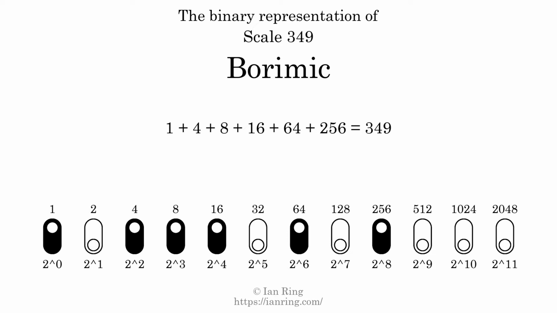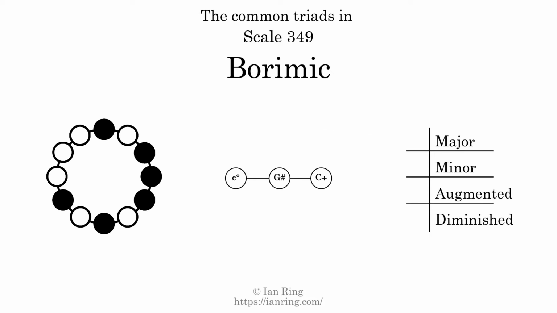The scale number not only enumerates the scale with a unique index, but it also literally describes the tonal content of the scale. Represented as a binary number in base 2, the scale number is 00010101101. Here are the common triads present in this scale.